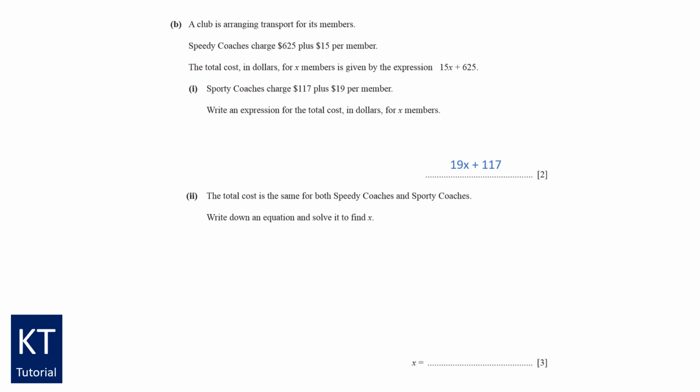Next, the total cost is the same for both speedy coaches and sporty coaches. Write down an equation and solve it to find X. This would be equating the two expressions and then solving for X.